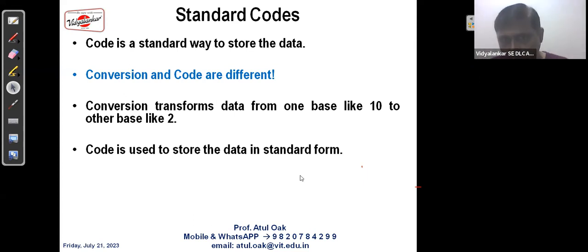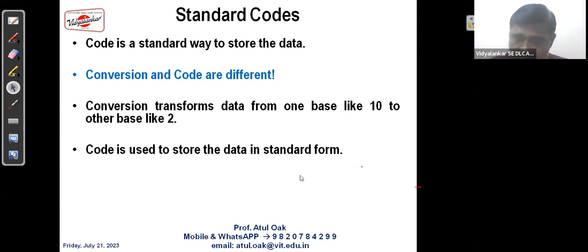Most common code is BCD. Okay, binary coded decimal. It is explicitly for decimal number system, so digits 0 to 9. Every digit we represent using 4 bits. That's the standard. For that, we may add some extra zeros on the MSB.